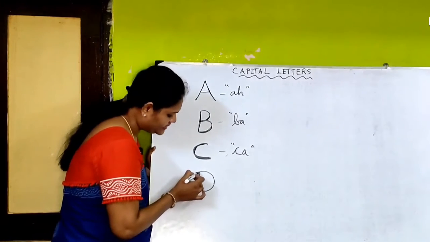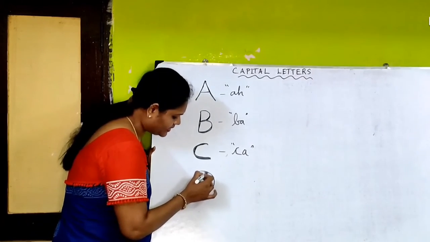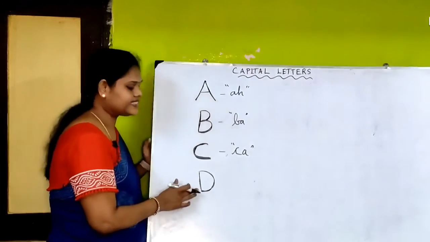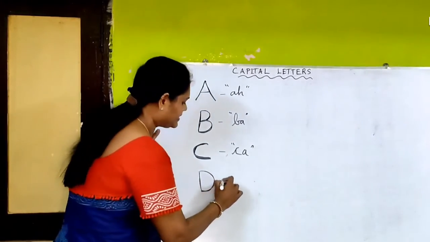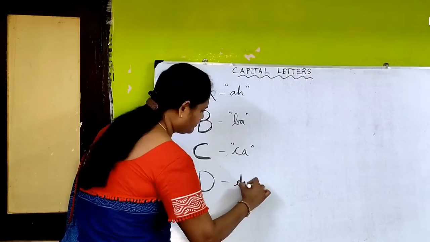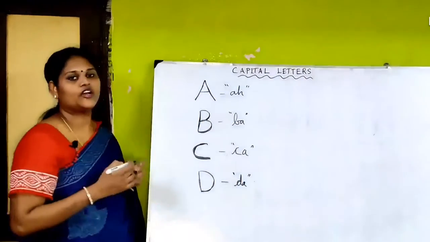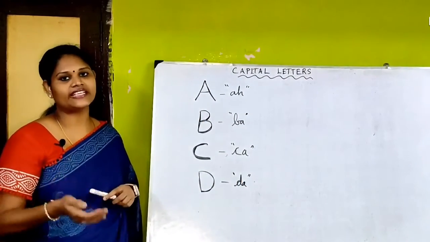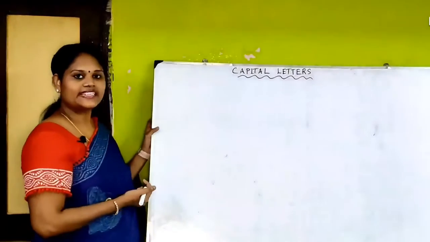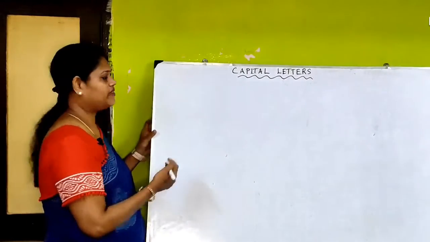Again, I repeat, standing line, half circle to the left. This is capital D. D says D. I am writing only the phonetic sounds. Okay, D says D. Next letter is the alphabet E.